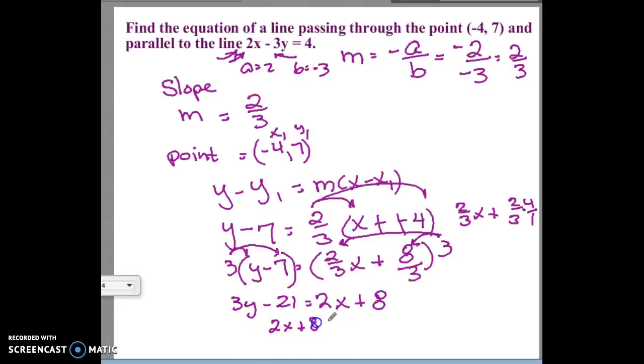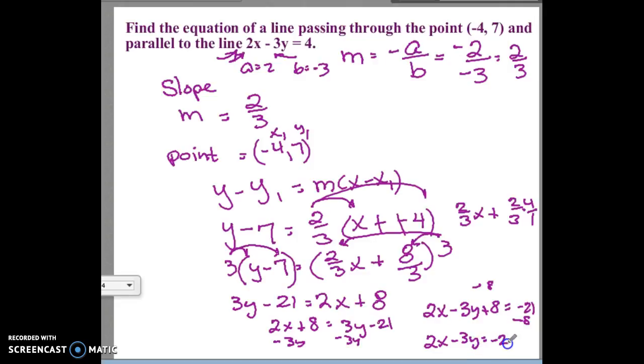I'm going to switch sides of the equal sign. I'm going to subtract the 3y from both sides. So I have 2x minus 3y plus 8 equals -21. And then I'm going to subtract the 8 from both sides. So I get 2x minus 3y equals -29. And there's my equation.